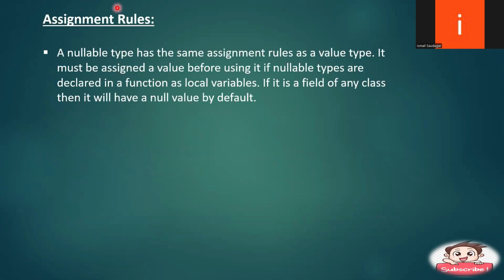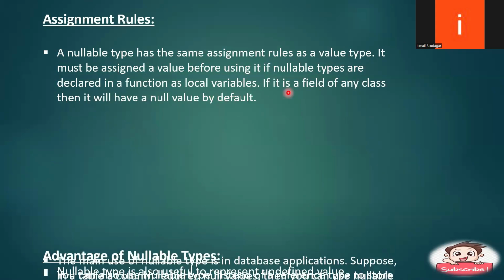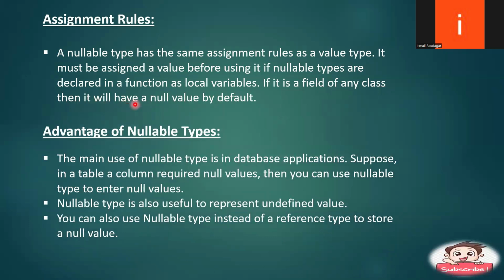Assignment rules. A nullable type has the same assignment rules as a value type. It must be assigned a value before using it if nullable types are declared in a function as local variables. If it is a field of any class, then it will have a null value by default.